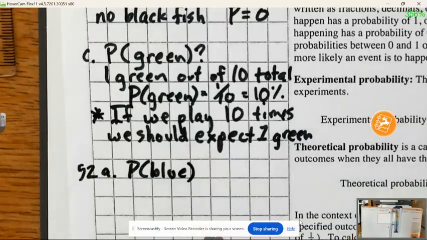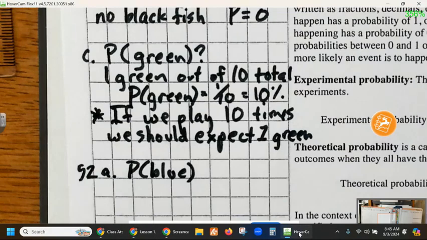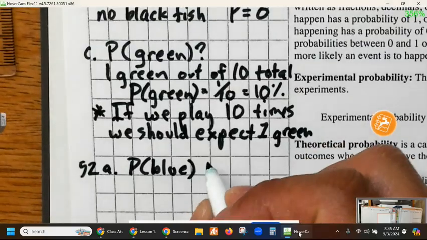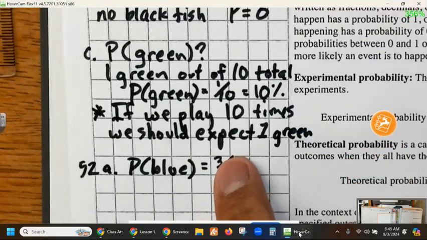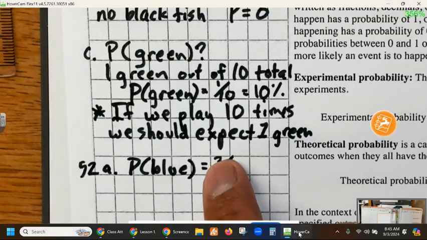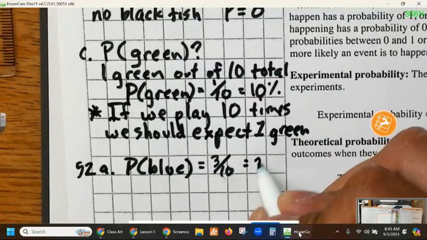The way this is set up, what is the probability of getting a blue fish? Since there are 3 of them, the probability is 3 out of 10. There's 3 blue fish, there's 10 total fish. Desired outcome over total possible outcomes. And this would be 30%.